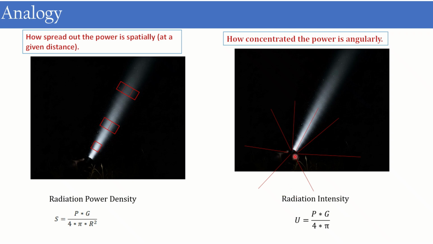But in the case of radiation intensity, instead of considering the spatial distribution, we are considering the angular distribution. So we are considering how the power is distributed in different angles with respect to the flashlight. So this gives an indication about the distribution of the power in an angular direction, or we can say that it gives an indication about the directivity of the antenna. So this analogy gives a better understanding about the radiation power density and radiation intensity.